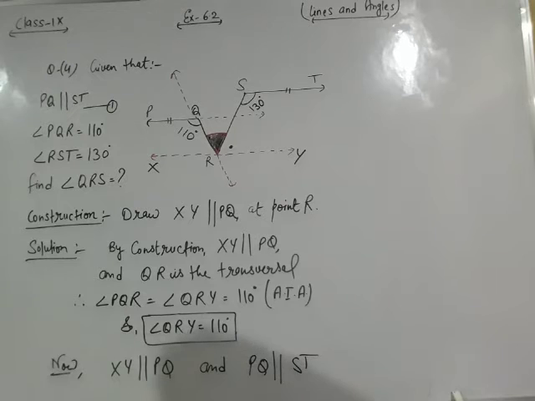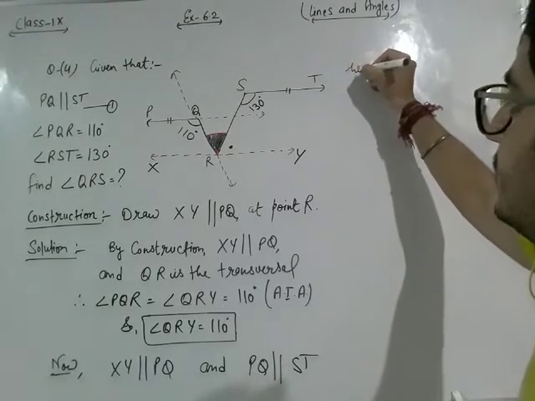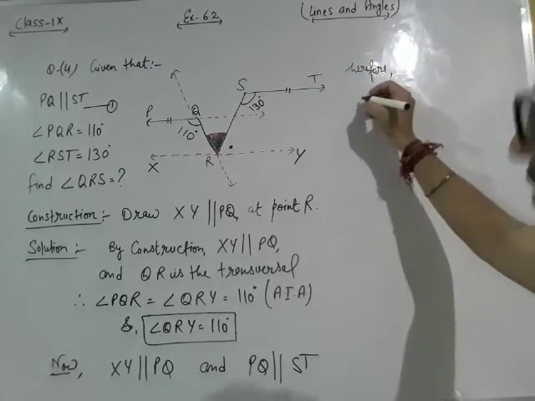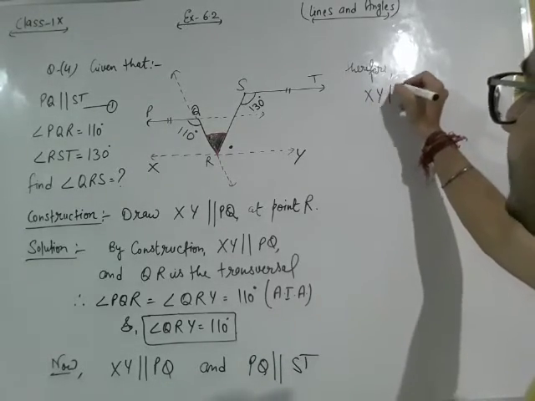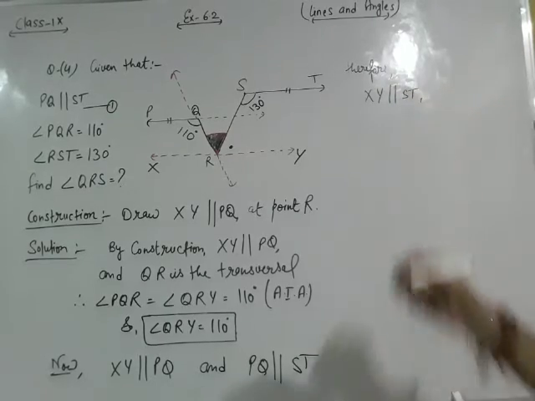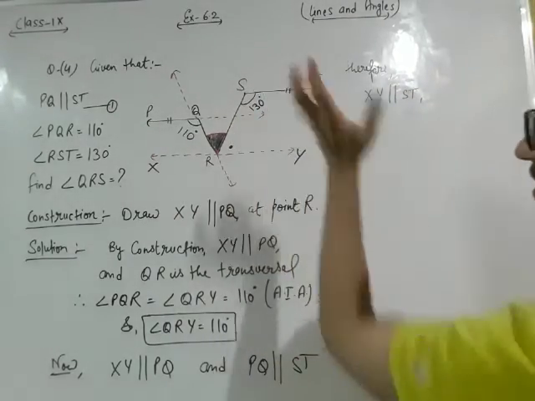Now, we have studied theorem 6.6, and according to theorem 6.6, lines which are parallel to the same line are parallel to each other. Therefore, we observe that since XY is parallel to PQ and PQ is parallel to ST, XY is also parallel to ST.